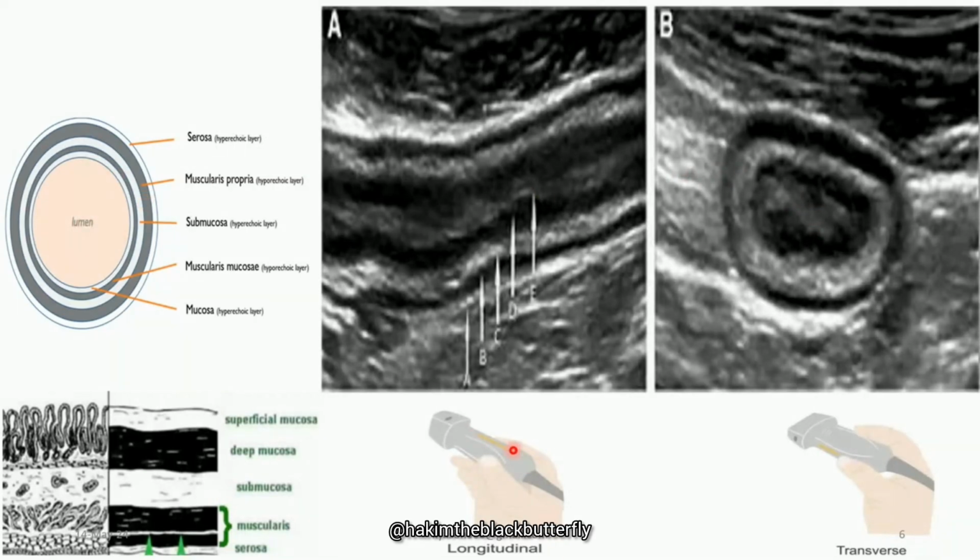So this is in longitudinal. If you position your probe in the longitudinal fashion on the abdomen, that's what you see, the longitudinal appearance of the intestine. If you position in the transverse fashion, you see there's a cross section of a particular part of the intestine.